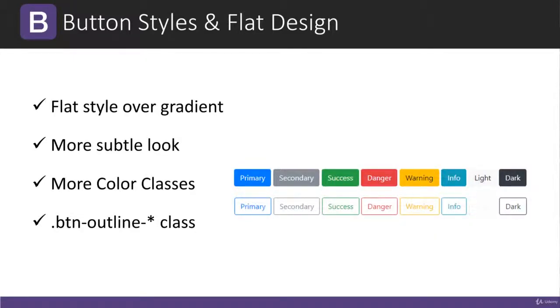Alright, so as far as design, Bootstrap 4 has a much more flat look to it as opposed to the gradients that version 3 used. So flat design seems to have become more popular in the past few years or so. It has a more subtle and clean look to it. We also have extra color classes like the light and dark class, as well as these outlined buttons here. So basically a white background with the colored text and border.